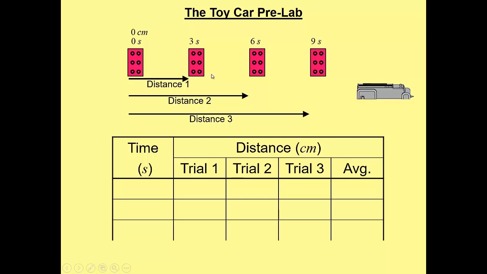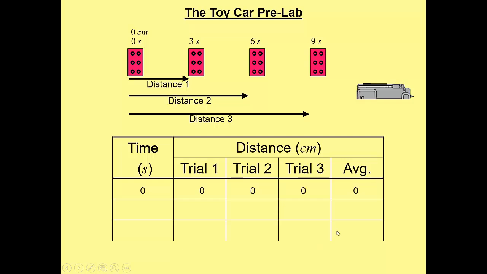So because of the way that we are calling our first block 0 time and 0 centimeters, this is actually a data point that you can put into your data table and that you will put into your graph. Okay, so we actually have a true 0, 0 in this lab. And then you're going to put your other data in here.